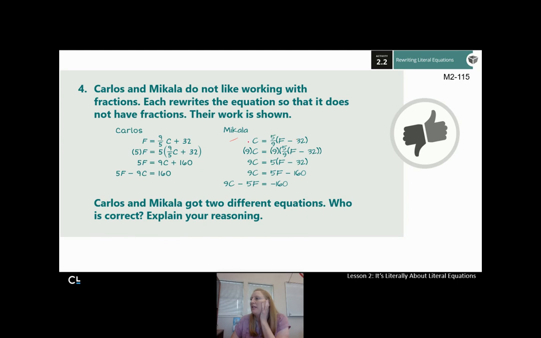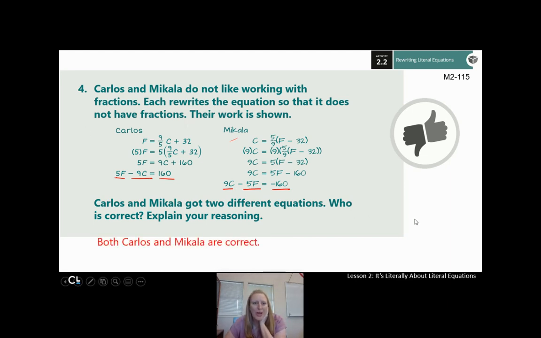Mikala started with a different equation, didn't she? Mikala started with the C equals equation instead of the F equals equation. So she multiplied by 9 to make all the fractions go away, distributed the 5, and then subtracted 5F. So it looks like Carlos has a positive 5F, a negative 9C, and a positive 160. And Mikala has a positive 9C, a negative 5F, and a negative 160. But they both did it right.